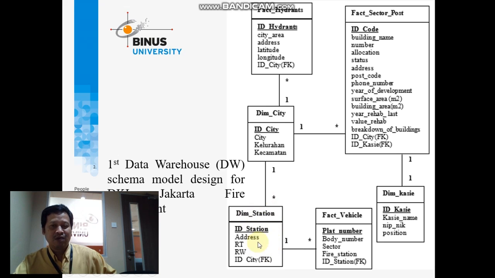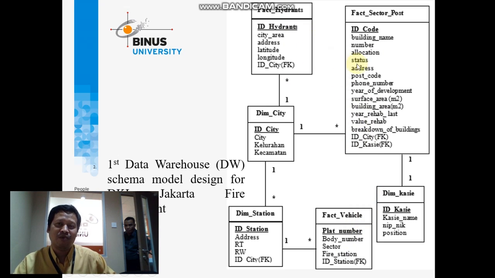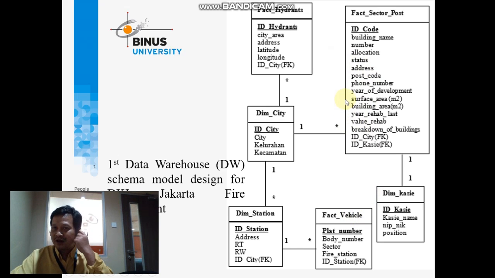The same with the dimension station: the fact vehicle will have the location dimension that belongs to each station. Of course, each station can have many vehicles. The fact sector post will have one Kasi dimension. So based on this, we look at the glory of this model design. If you look at it, we have three fact tables here, and we create the models based on the number of fact tables.